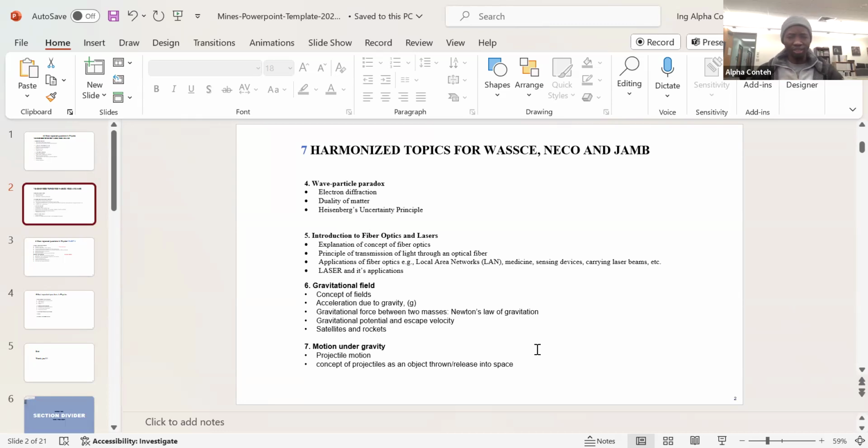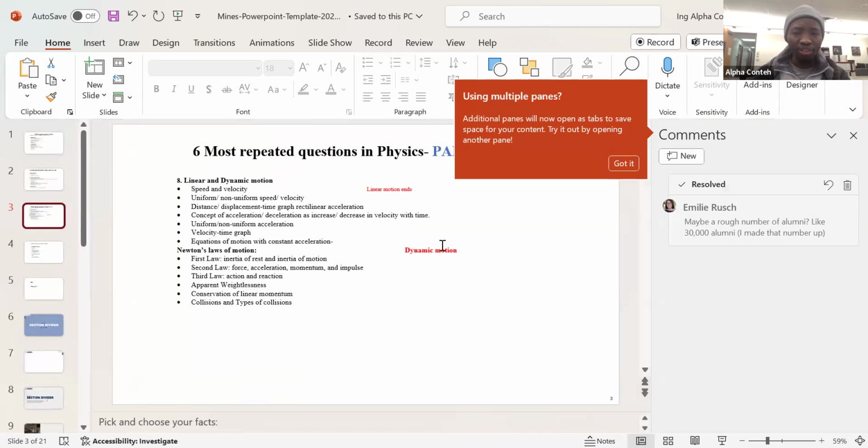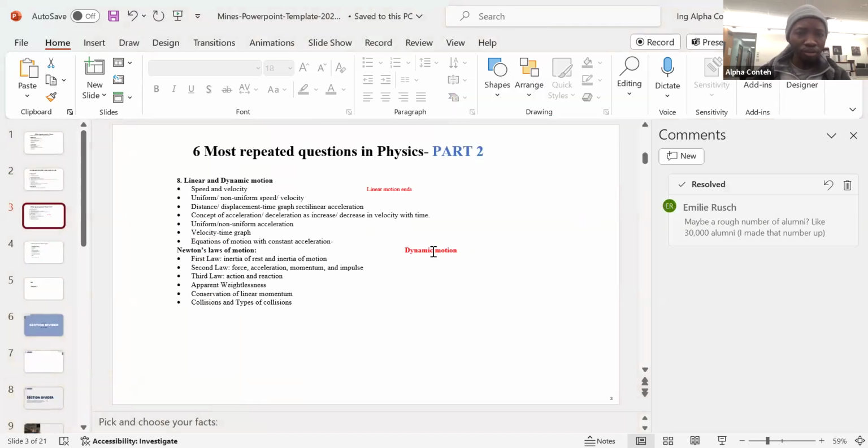So let's see part 2, the theory part. If we move to part 2, we have 6 basic questions we need to take note of. For part 2, we have the 6 most repeated questions. The first one is linear and dynamic motion. Linear and dynamic motion must be considered.